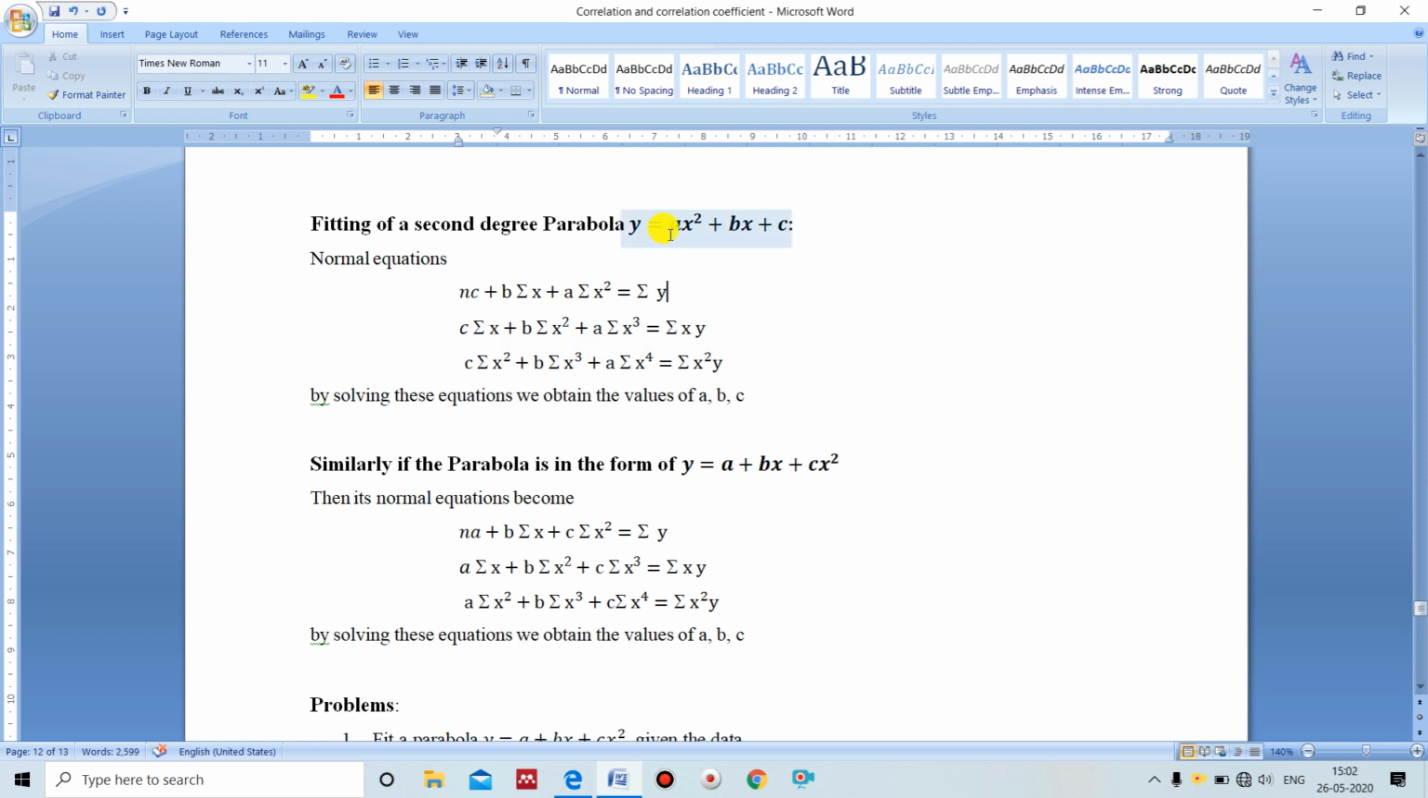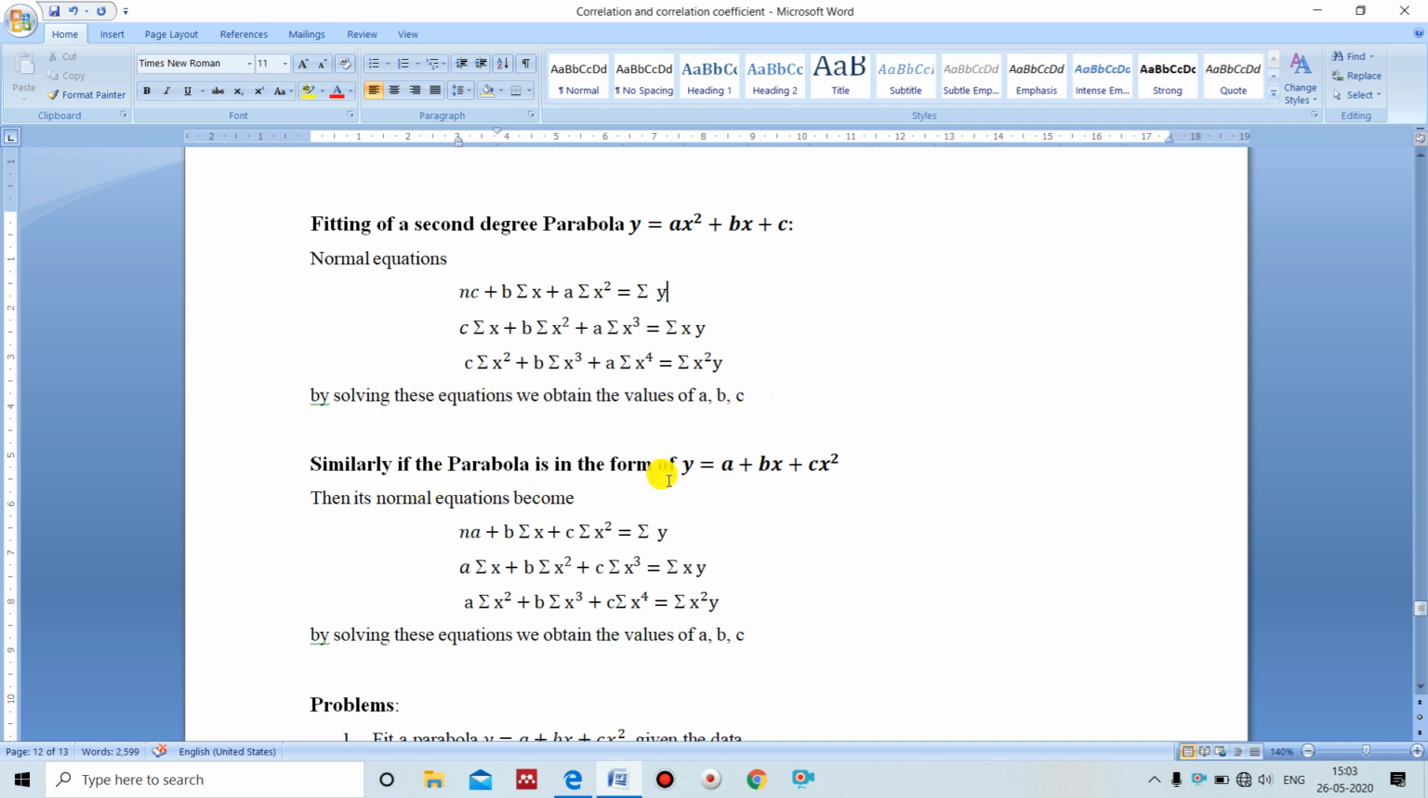In the straight line and the exponential curve there are two normal equations, since there are two constants, a and b. In the parabola there are three unknowns, a, b, c, so we write three normal equations. Same as here: multiply by the summation first, then multiply by x, and multiply by x again. On solving these simultaneous equations, we obtain a, b, c.